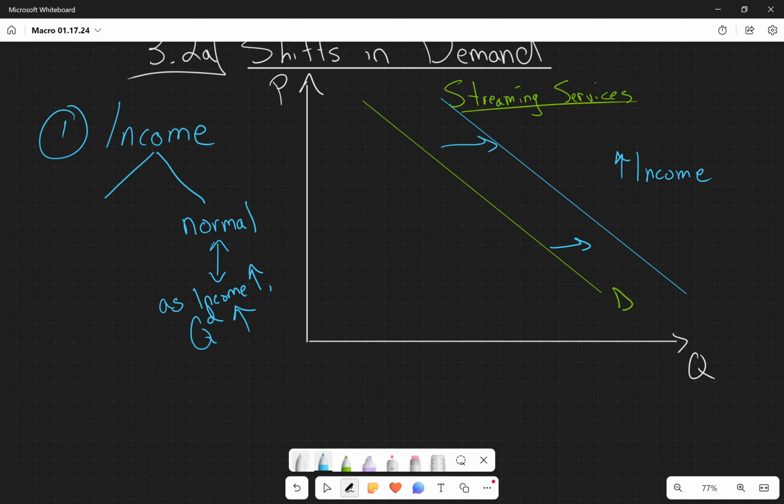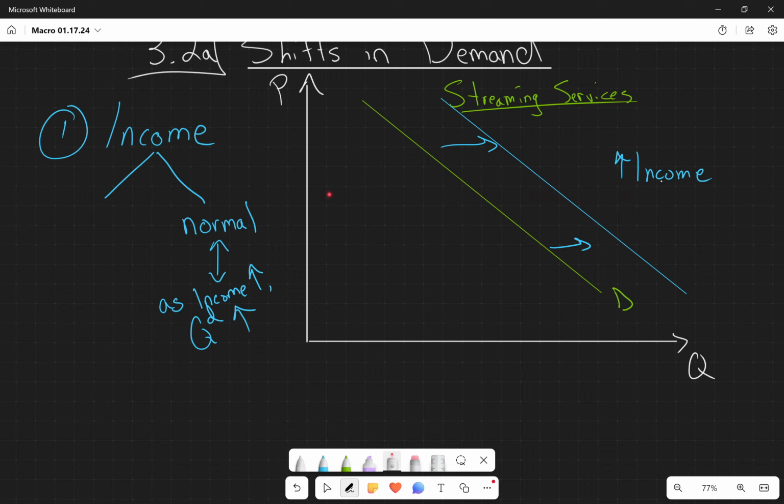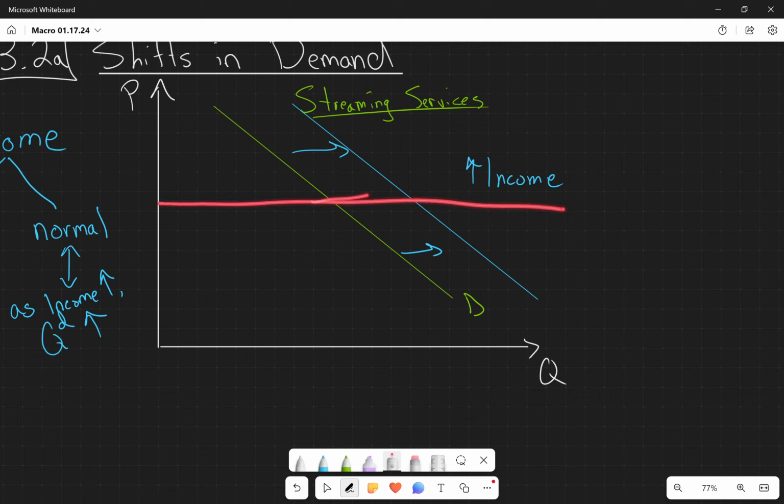And so the way we can think about this is we can hold the price fixed and say, okay, if the price doesn't change and the price stays fixed and we have more money and it's a normal good, that means we're going to now have more quantity demanded than we had before. So the quantity demanded is going to increase as a result of the increase in the income.